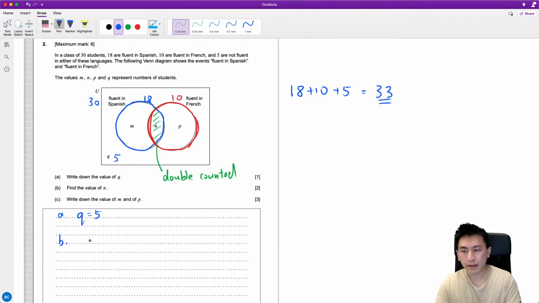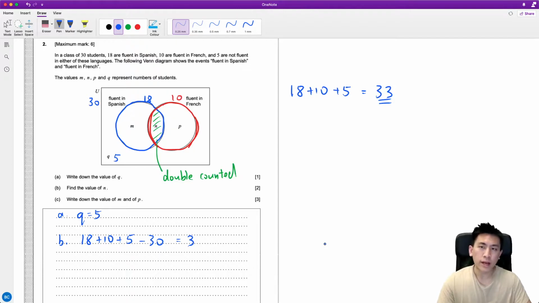So you can do it like this. Then you have to write the step of 18 plus 10 plus 5 minus 30, which would give you all of the double counted people, which is 3. But if you want to be more rigorous and figure it out using set notation, you can do something like this.